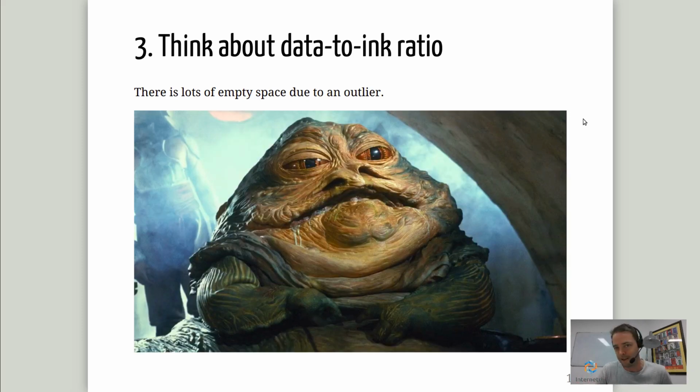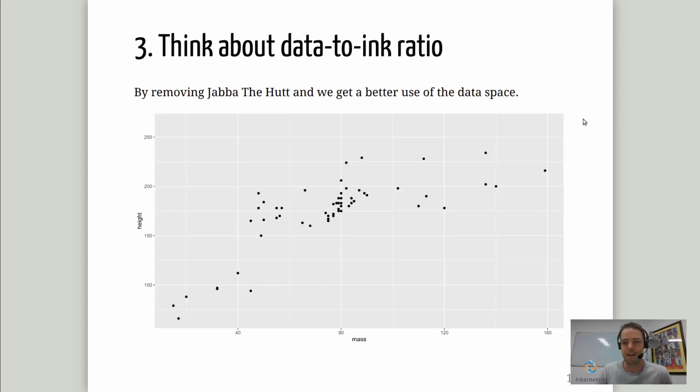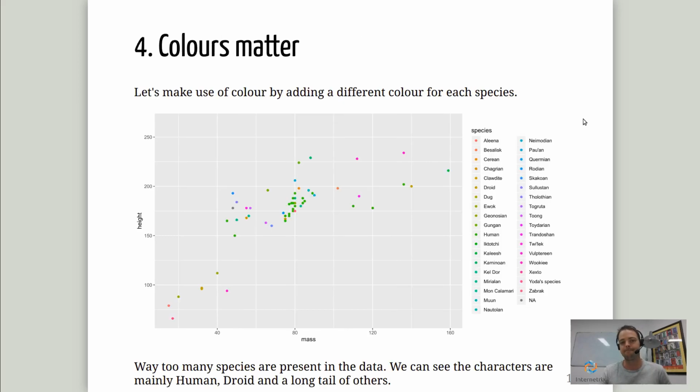Okay, Jabba the Hutt. So, in this case, I think we could probably exclude this particular character, and we could just make a note of that and move on. And when we do, we're actually making a much better use of the data space there. So immediately our data to ink ratio is a lot better. This is okay, but I think we can try and incorporate a little bit of color as well.